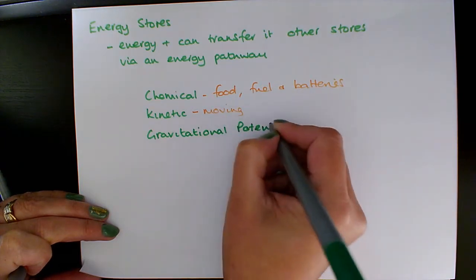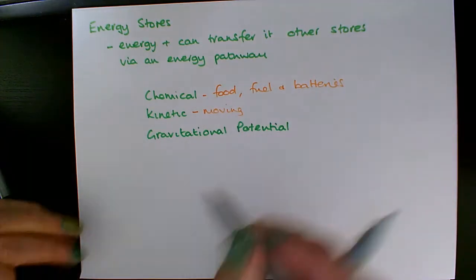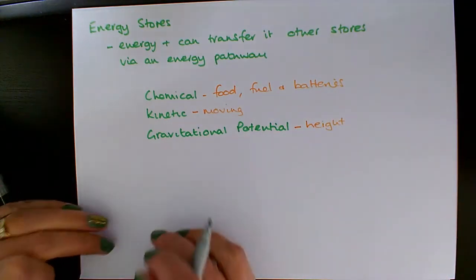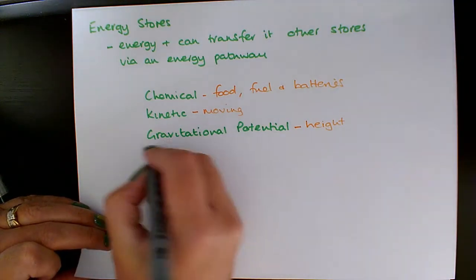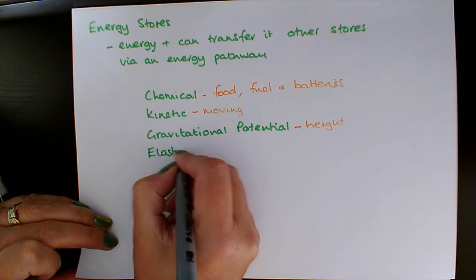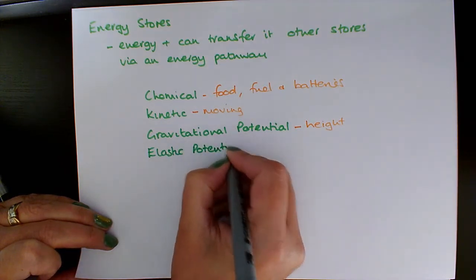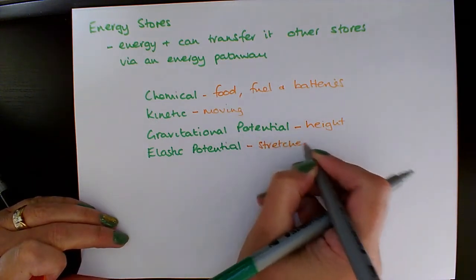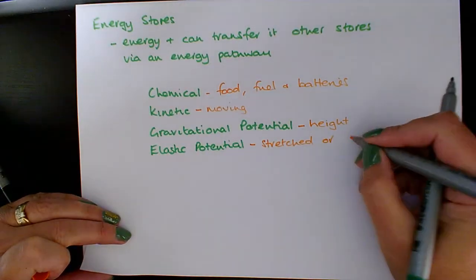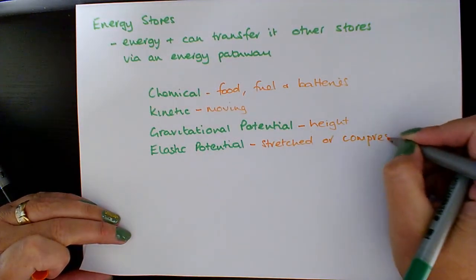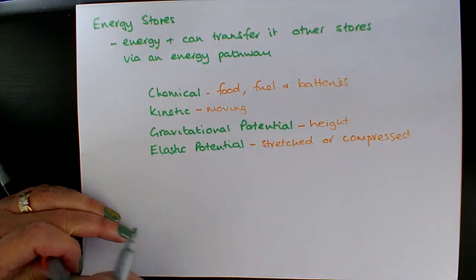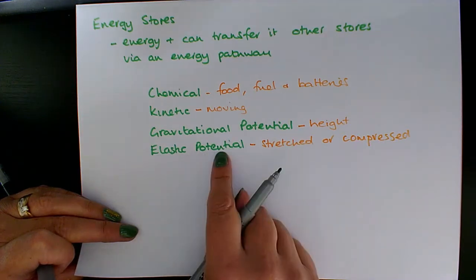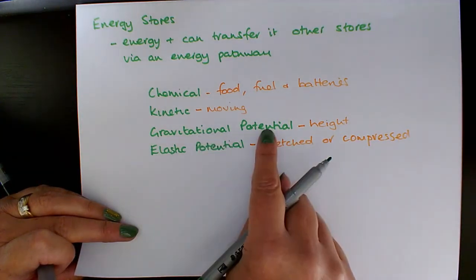A gravitational potential energy store. Now, because this is due to gravity, it means anything that has height. So the higher something is, the more gravitational potential energy store it has. There is also an elastic potential energy store, and this is in things that can become stretched or compressed. Now, these are called potential stores because the energy is not released until either the elastic is let go of or the object is dropped.